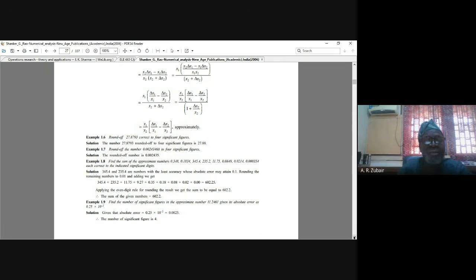So please, you are not supposed to memorize formulas, but you should be able to concentrate. Don't memorize formulas, please. Use the example to guide you. Example here, they say round off 27.8793 correct to 4 significant figures. So that will become 27.88. Round up this number to 4 significant figures. That becomes 0.002435. Okay.